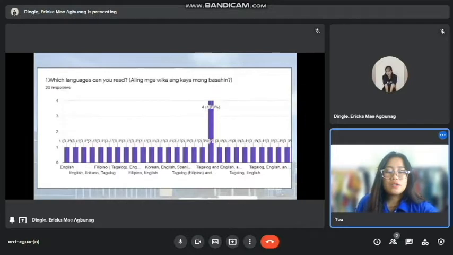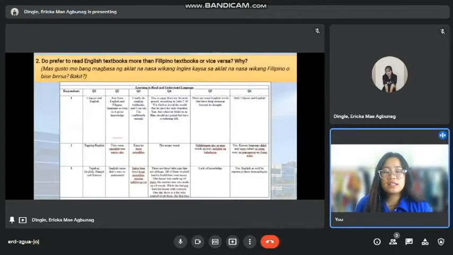So for our next question, which is question number 2, it asks, do you prefer to read English textbooks more than Filipino textbooks or vice versa? Why? The result shows that there are 15 respondents who prefer reading both languages, English and Filipino. One of the reasons is that reading both languages lets them learn.